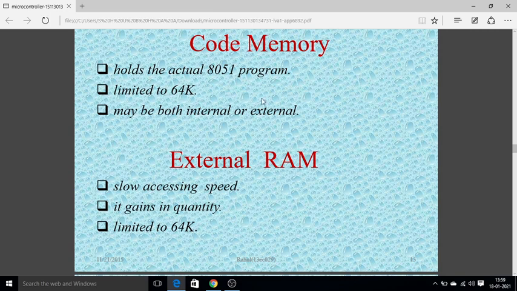Code memory is nothing but memory that holds the program of the 8051. The total code memory is about 64 kilobytes. It is a combination of internal memory and external memory. On-chip memory is about 4 kilobytes, and off-chip memory is about 60 more kilobytes to make it 64 kilobytes, so both internal and external are used.